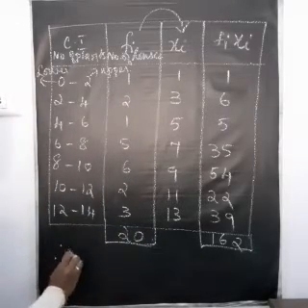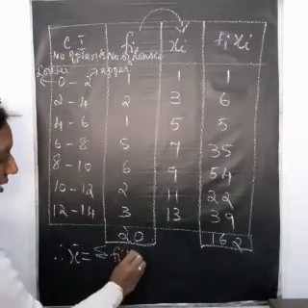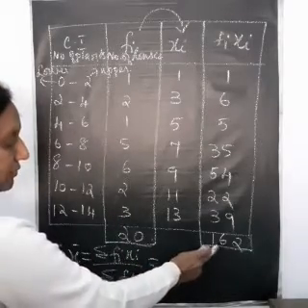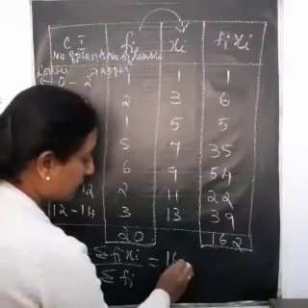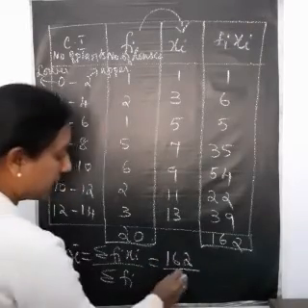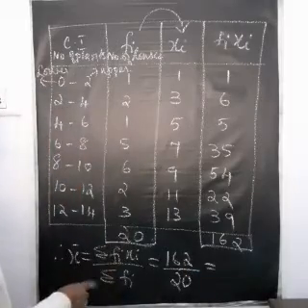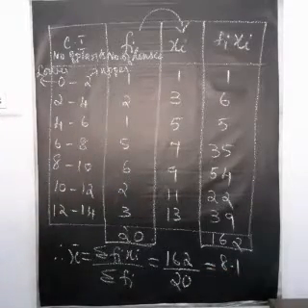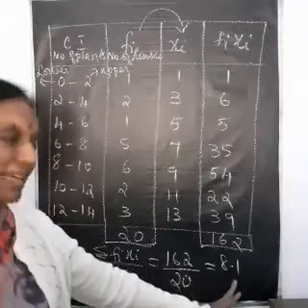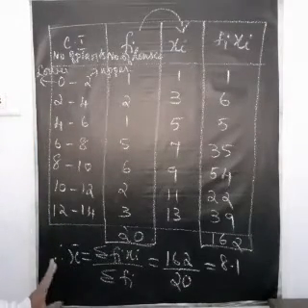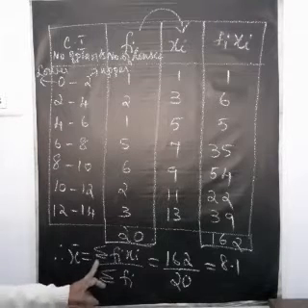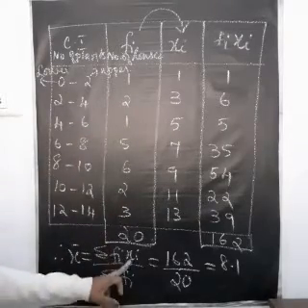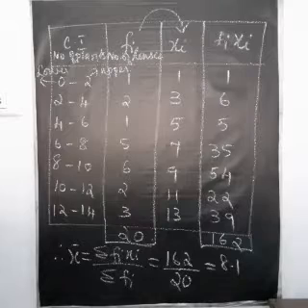Understand? So therefore, mean is equal to sigma fi xi by sigma fi. Sigma means sum of. So the sum of these fi xi is 162 divided by 20, which is sigma fi, and here I will get 8.1. They want the number of plants, so we can round it off and say 8 plants. Understand? So this is the direct method. The formula is sigma fi xi by sigma fi, where fi is the frequency that is given and xi is the class mark of that interval.